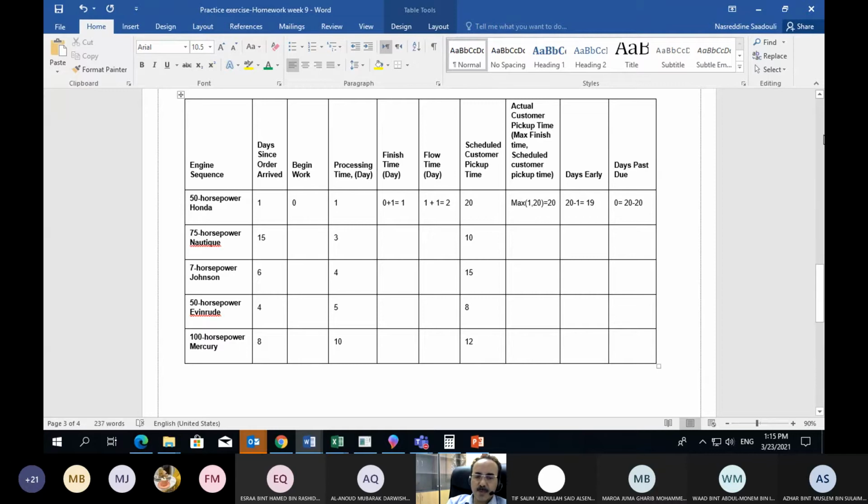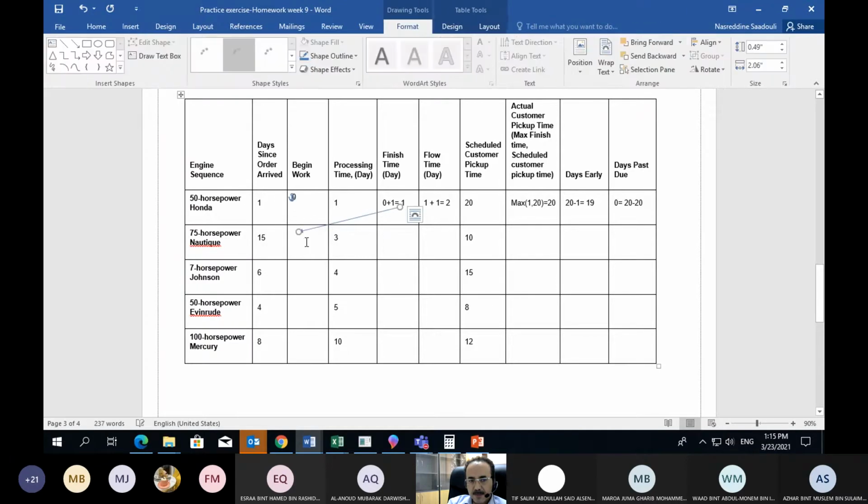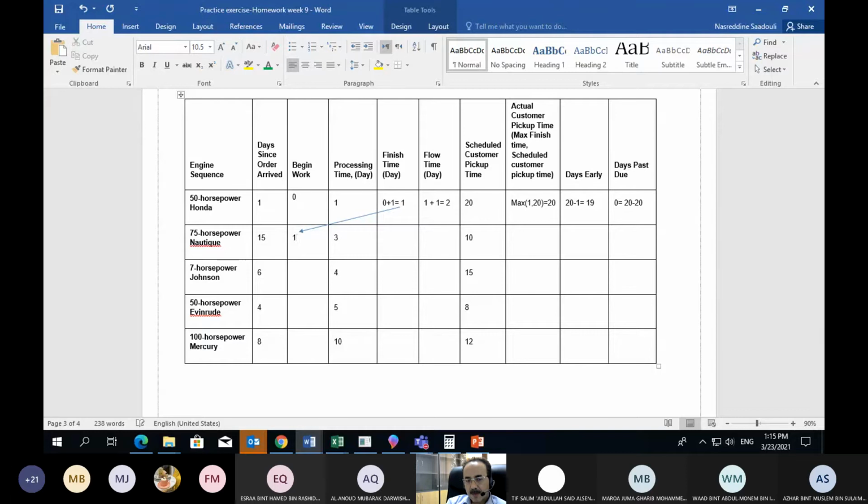Then, for the second job, the start time, the begin time, is the finish of the previous one. And just to help you out, I'm going to write here, the start time is the finish of the previous one. So it's 1. We finish the previous job, we start the next job. So here it is going to be the beginning time plus the processing time, which is 3. So 1 plus 3 is 4.